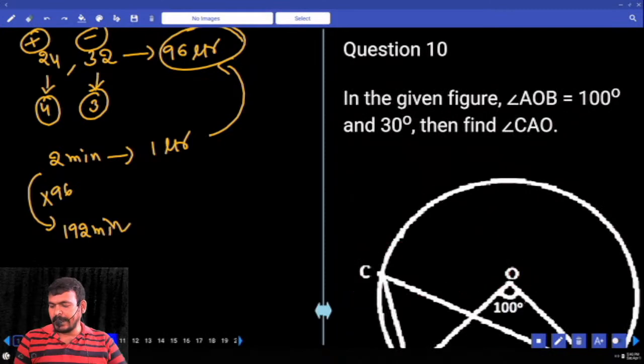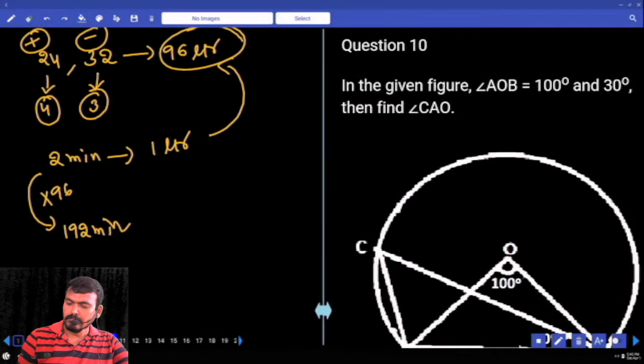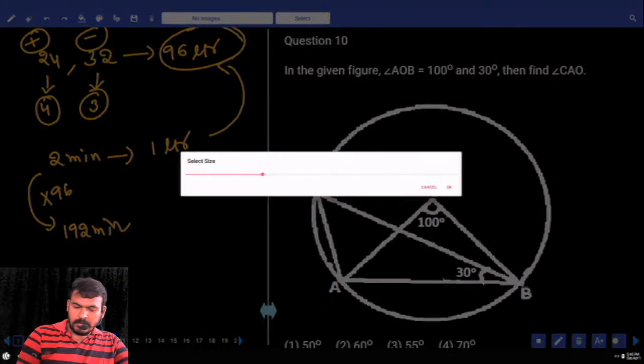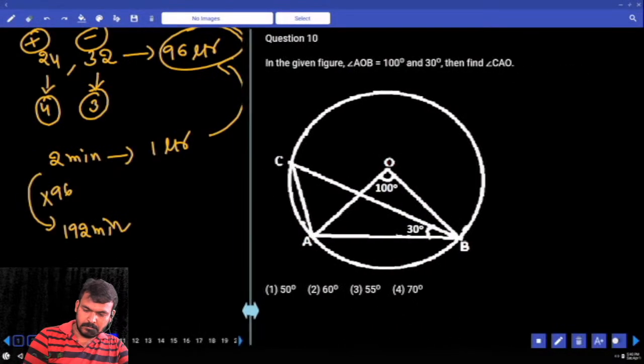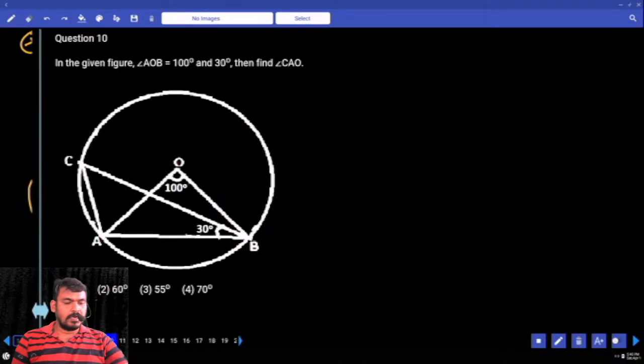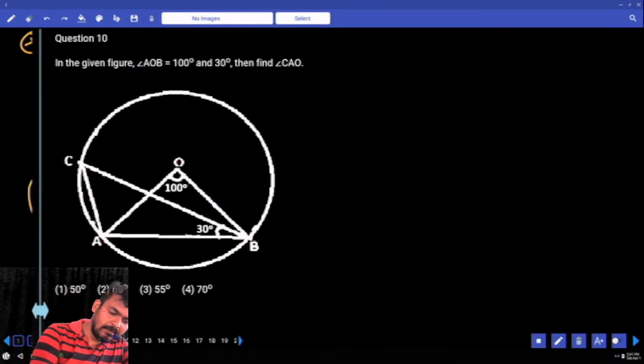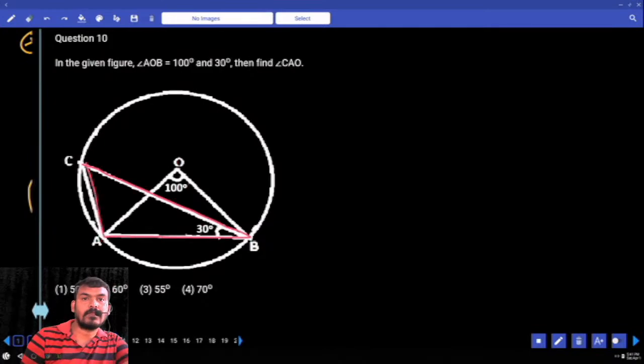Next question number 10. In the given figure, angle AOB equal to how much? 100 degrees and 30 degrees. Then find the angle CAO. And here 30 degrees means what is the angle value? CBA. Angle CBA equal to how many degrees are given? 30 degrees.